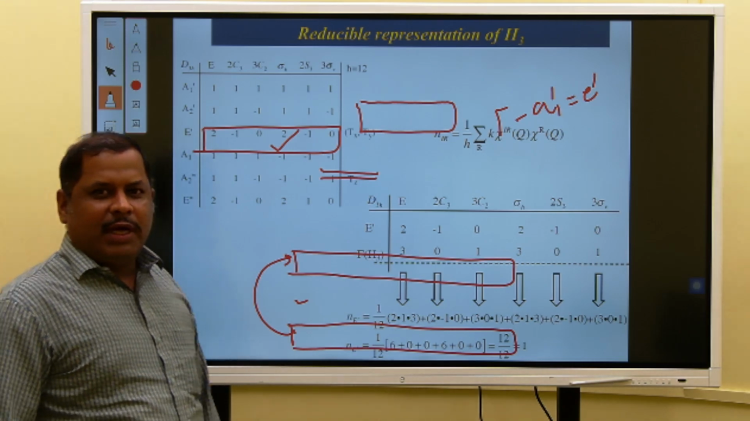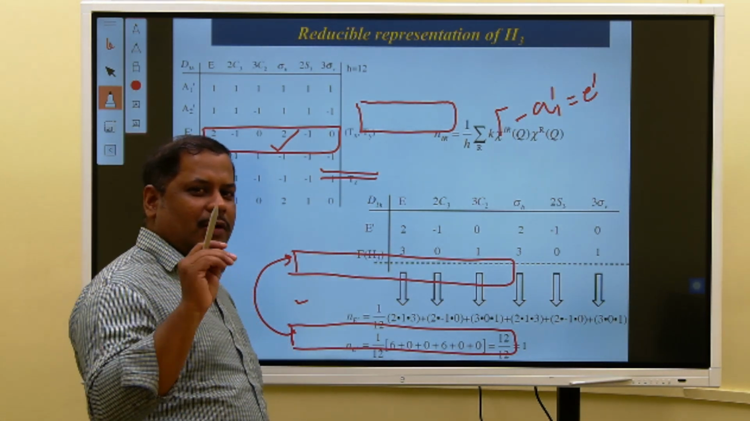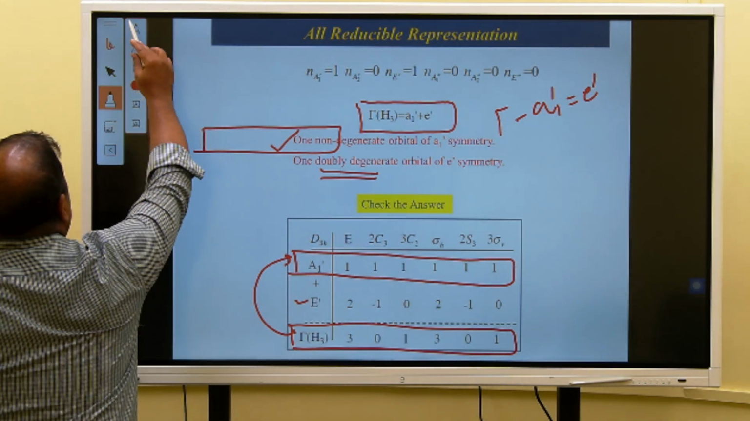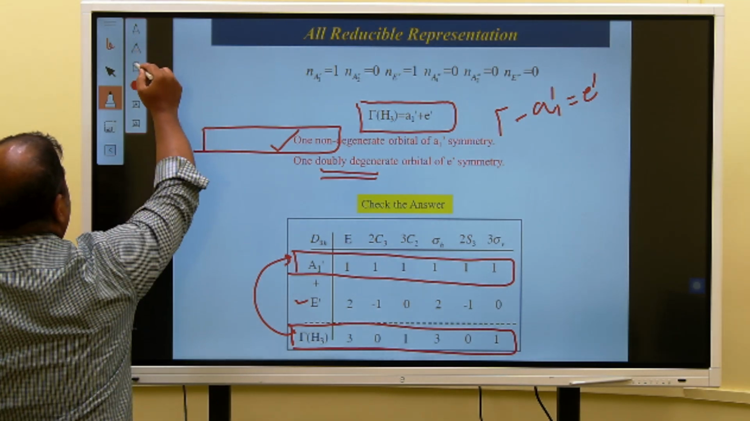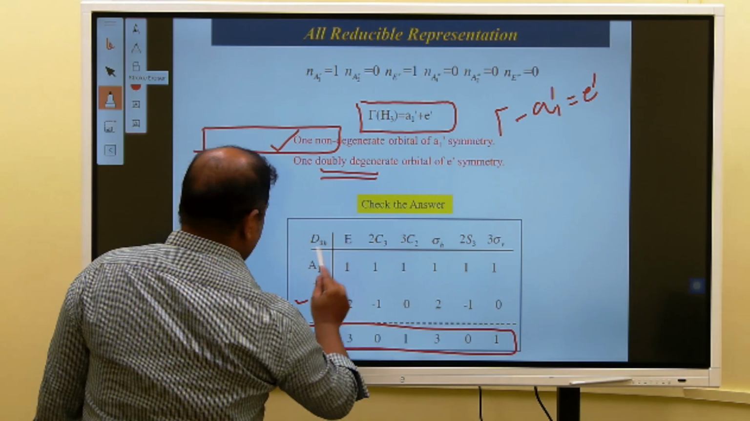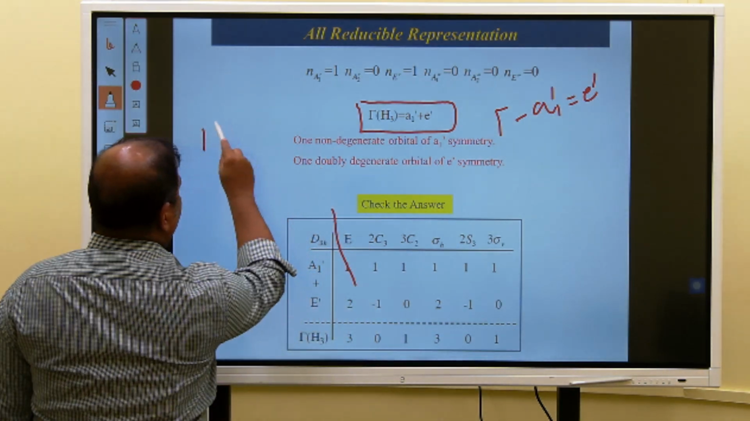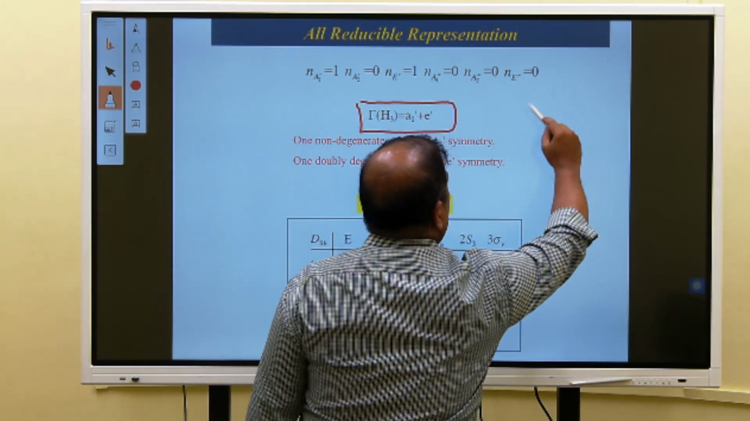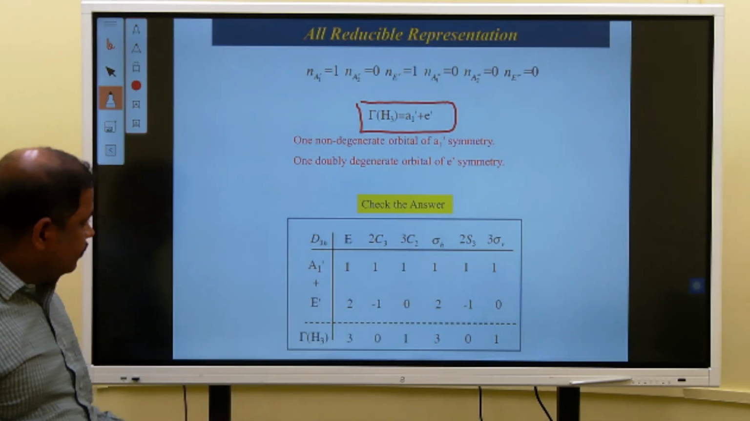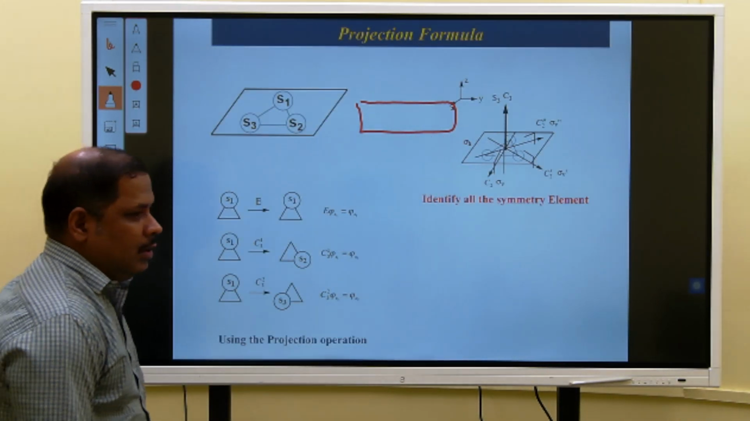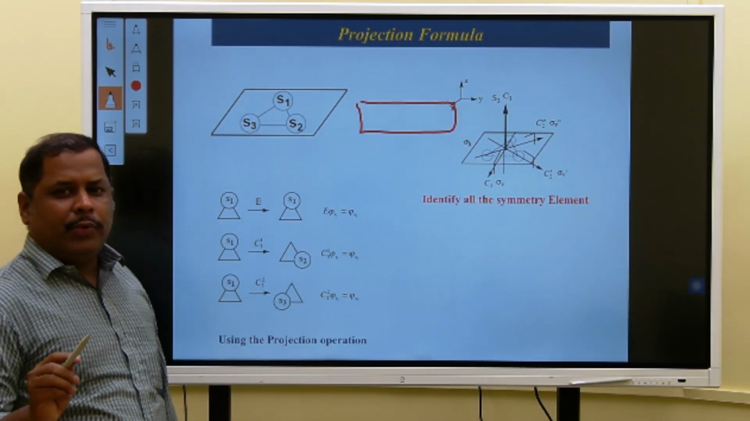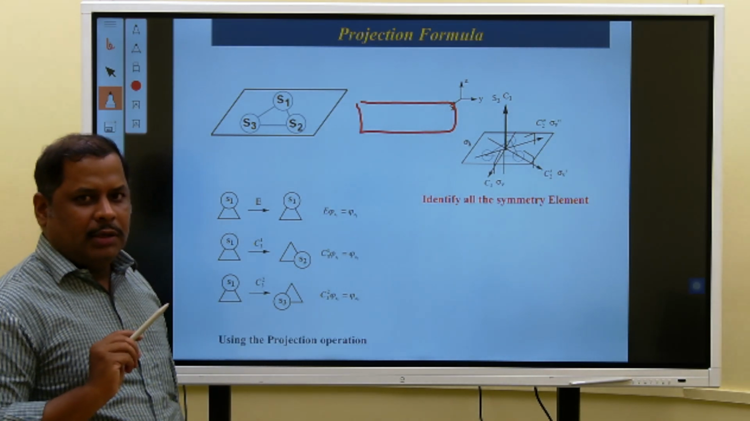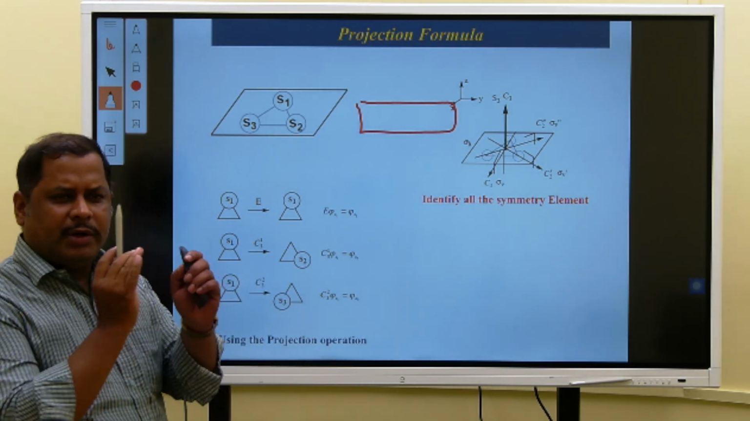So it corresponds that from the reduction formula you got the correct answer. Now, the second approach was to apply the projection formula. First the reduction formula, then the projection formula, and later on we will fuse the boron and hydrogen, right? Earlier I told you that the approach should be first to apply the reduction formula, then the projection formula, and then we will try to fuse the same symmetry of orbitals.